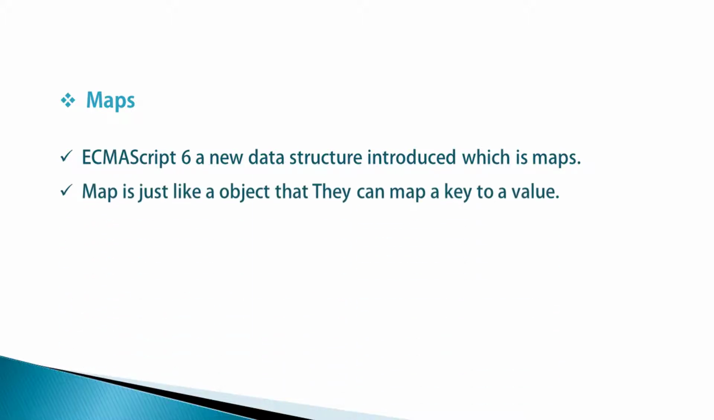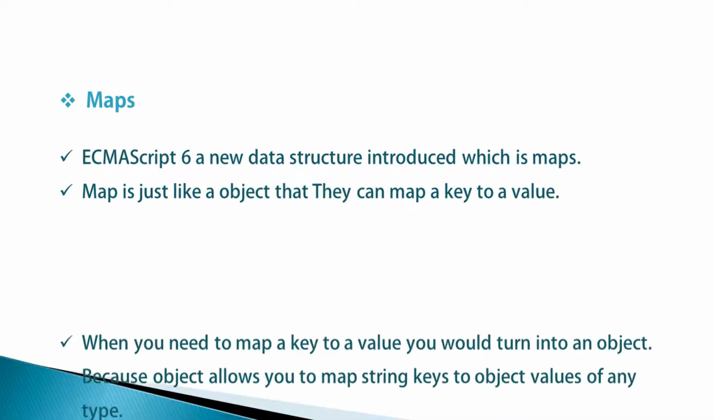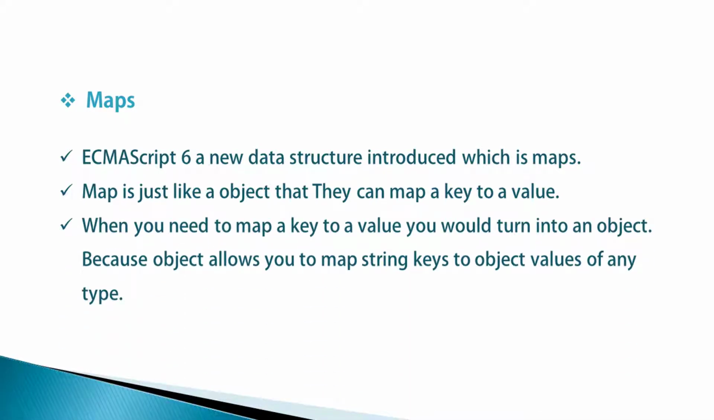Map is just like an object that can map a key to a value. When you need to map a key to a value, you turn to an object, because an object allows you to map string keys to values of any type. So then why did JavaScript need to introduce a new data structure? If you want to map a key to a value, then the object has some drawbacks.